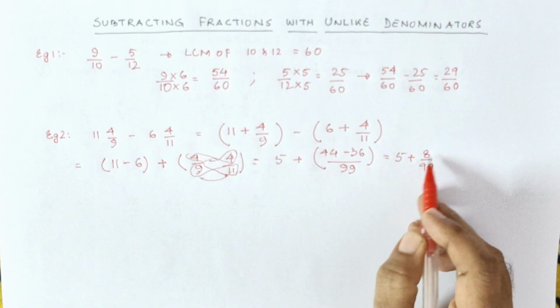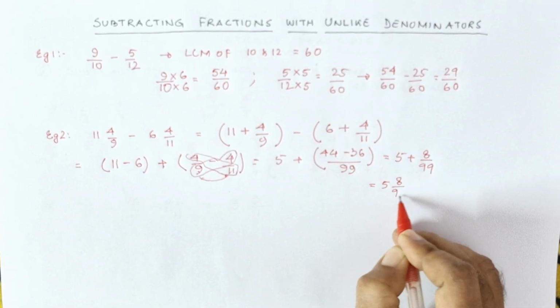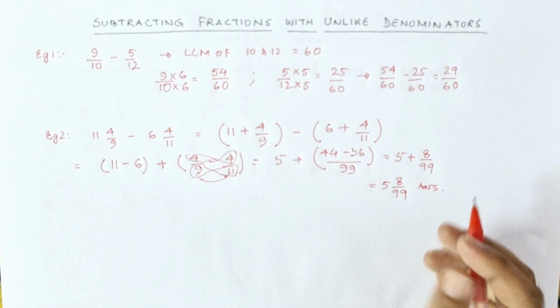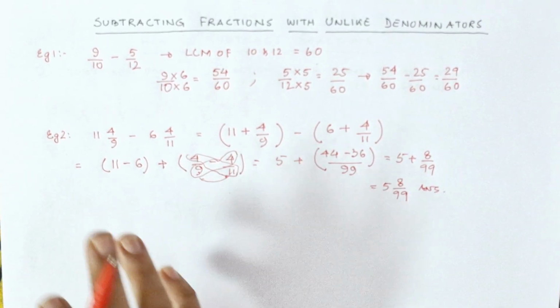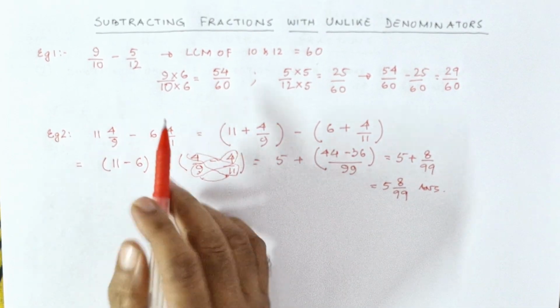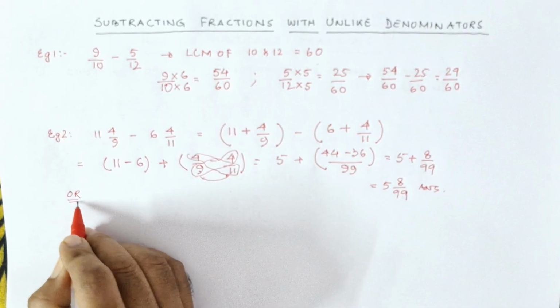There is no question of simplification here, so we'll keep 5 whole 8 by 99 as the answer. Got it? Okay. Or you can convert these mixed fractions into improper fractions, then subtract.